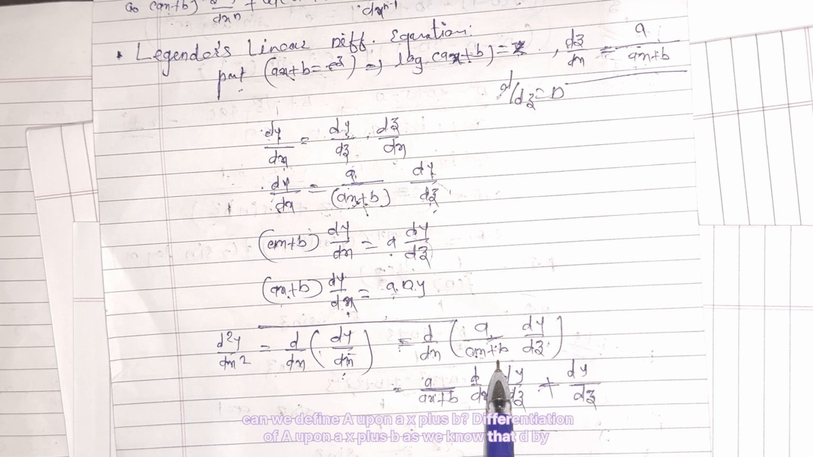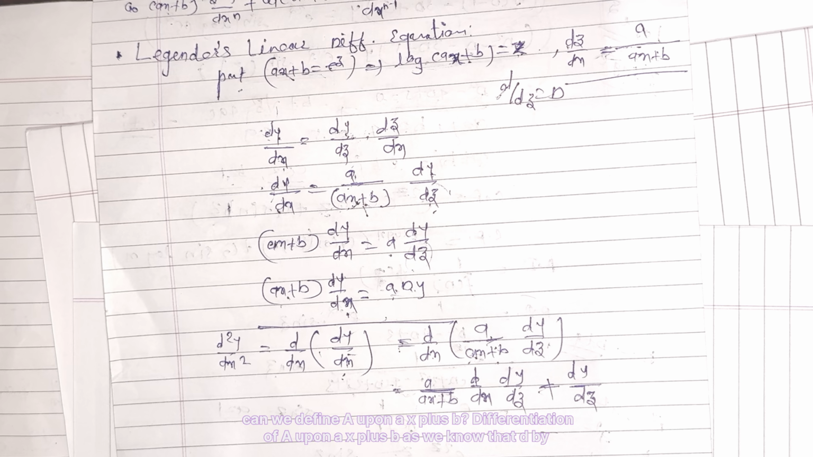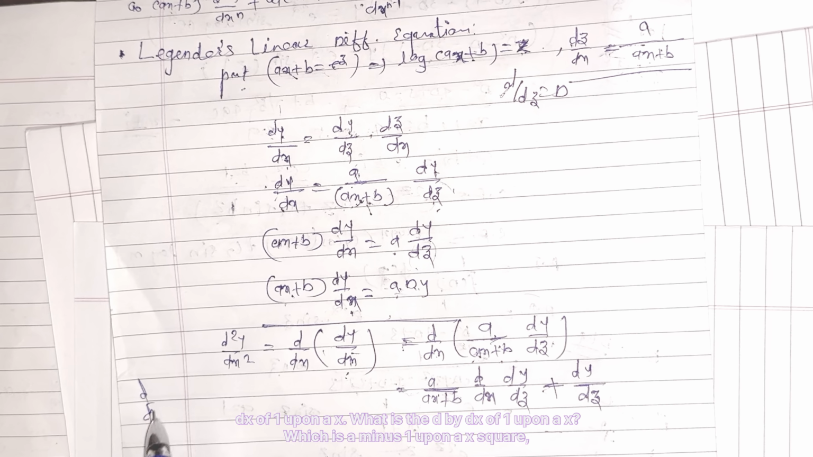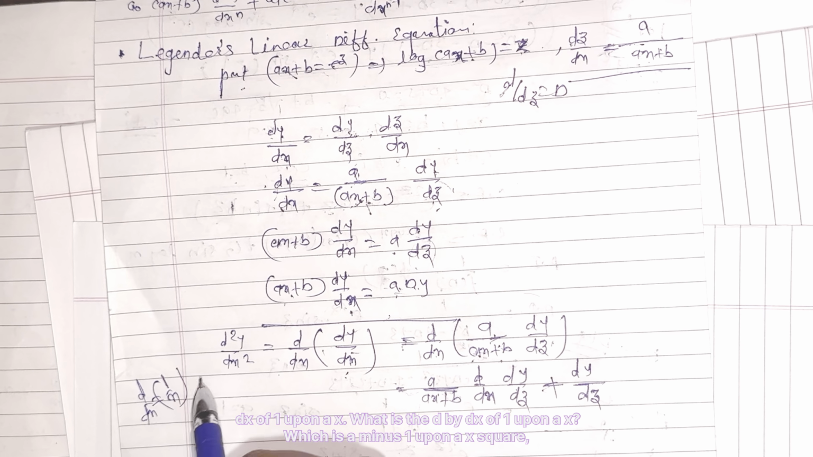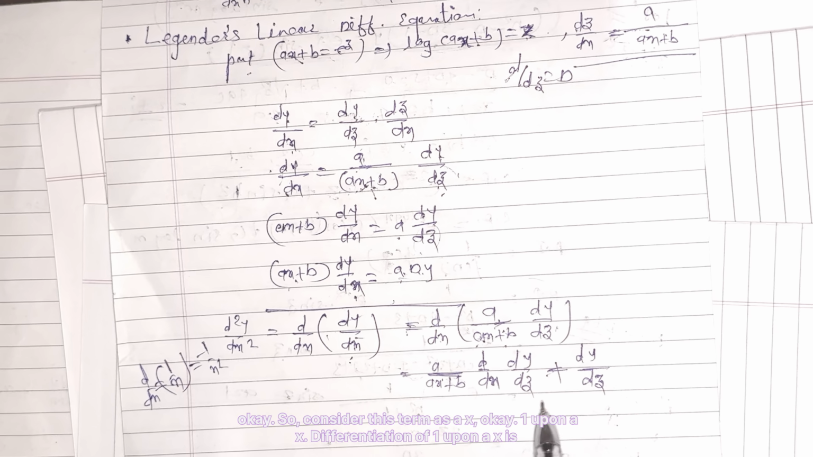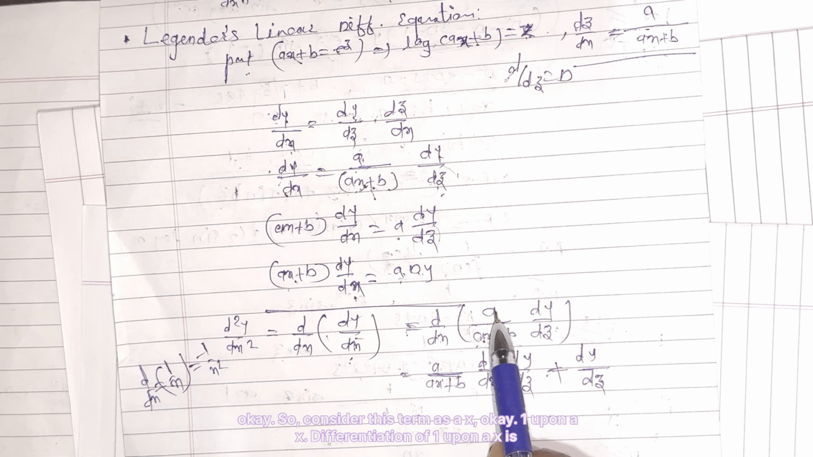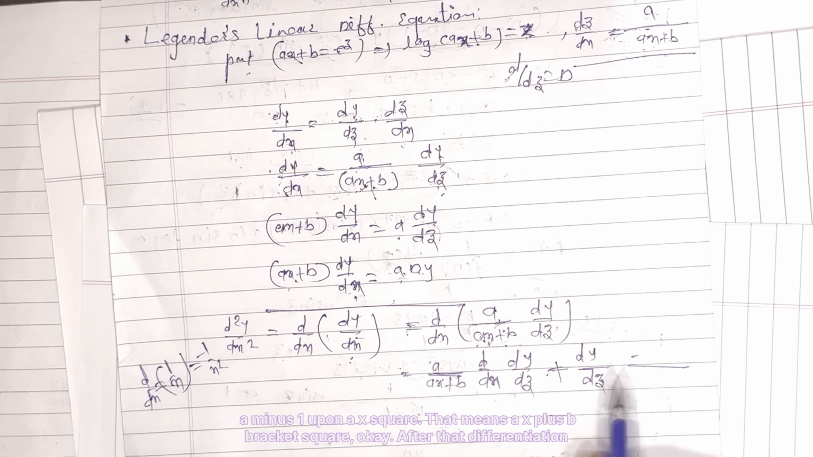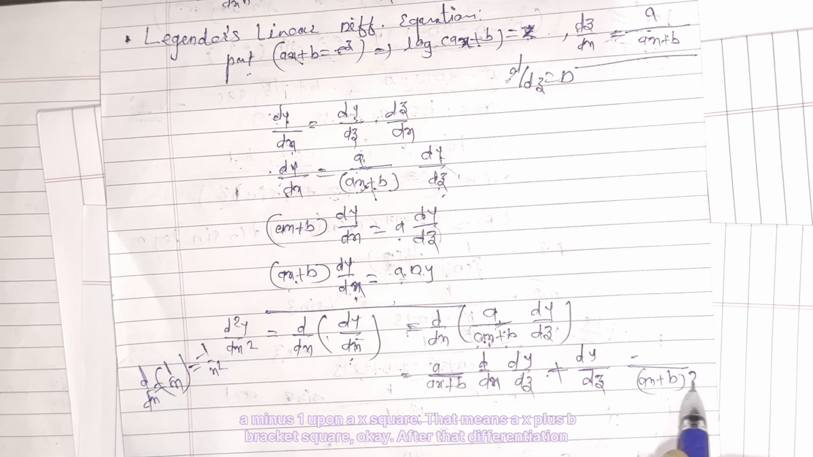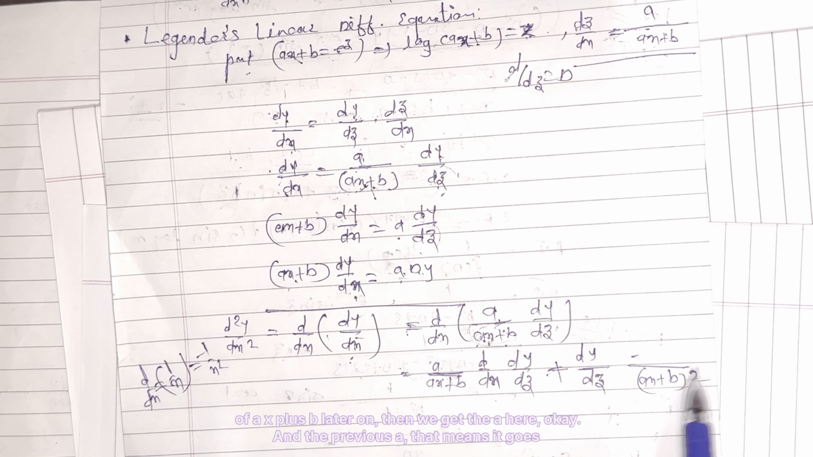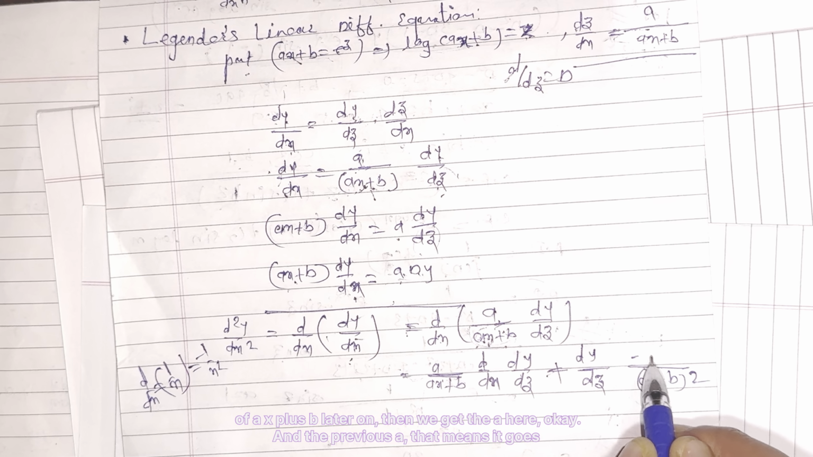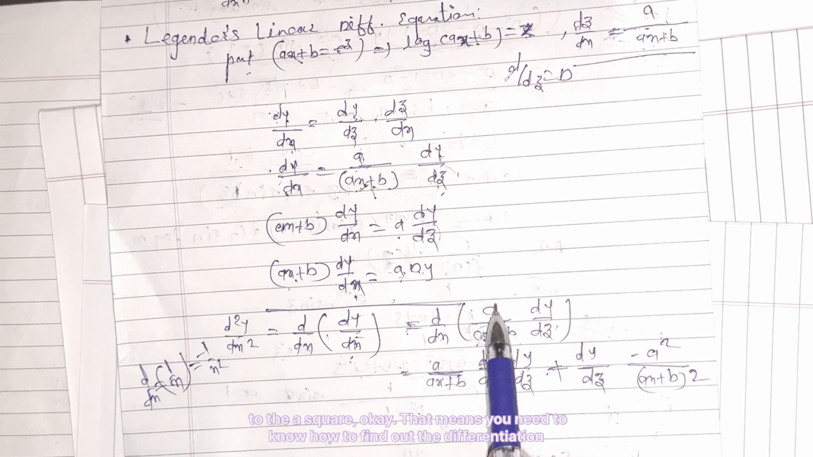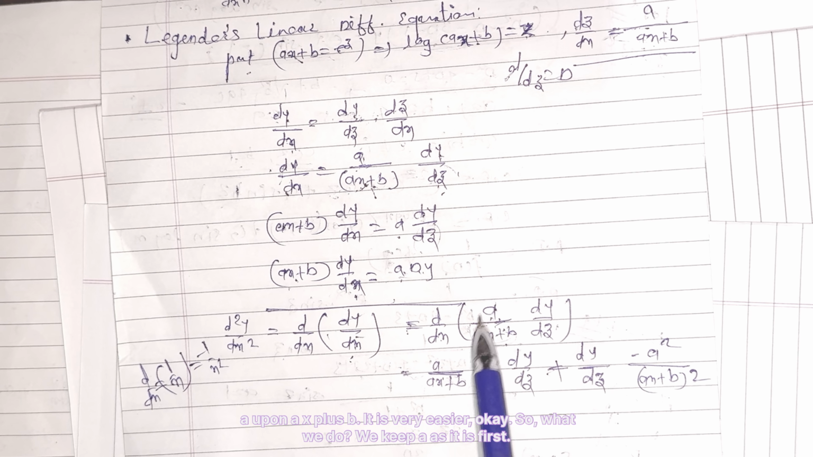So how do we differentiate a upon ax plus b? As we know, d by dx of 1 upon x is minus 1 upon x square. Consider this term as ax plus b: differentiation of 1 upon x is minus 1 upon x square, that means ax plus b bracket square. After that, differentiation of ax plus b gives a, and with the previous a it becomes a square.